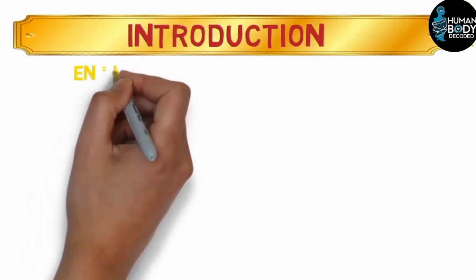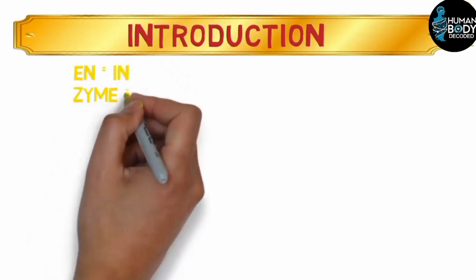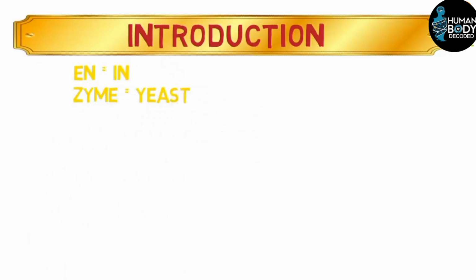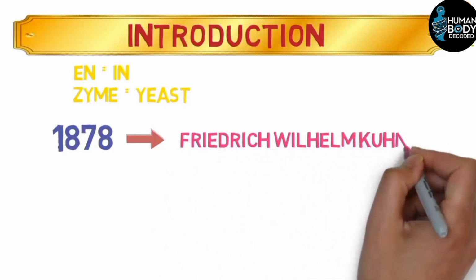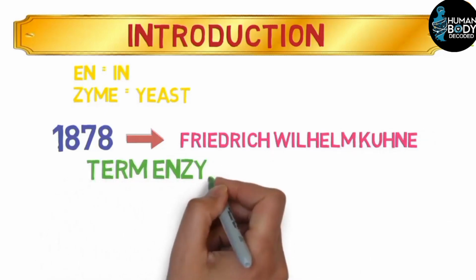First of all, let's talk about what enzymes are. The word enzyme is derived from two Greek words, en meaning in and zyme meaning yeast. It was named enzyme because it was first discovered in yeast. Do you know that in 1878, a scientist named Friedrich Wilhelm Kühne was the first to use the term enzyme?